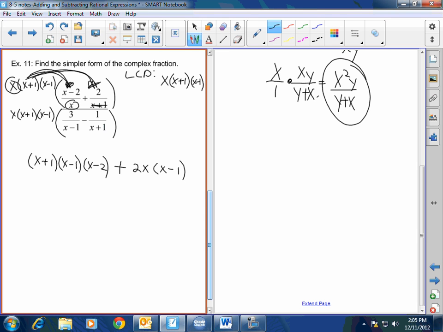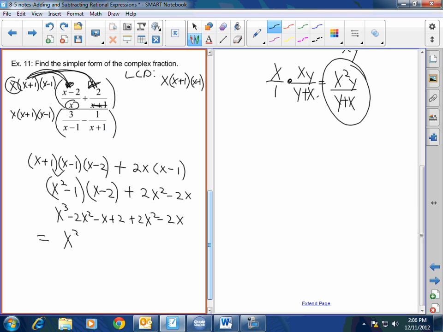What's x plus 1 times x minus 1? What does that turn into? X squared minus 1 times x minus 2 plus 2x squared minus 2x. X squared times x is x cubed, minus 2x squared, minus x, plus 2, plus 2x squared minus 2x. So this is going to give me x cubed, that cancels with that, minus 3x plus 2. That's the numerator. Now we have to do it for the denominator. So now when I multiply this to this first guy, who cancels out?